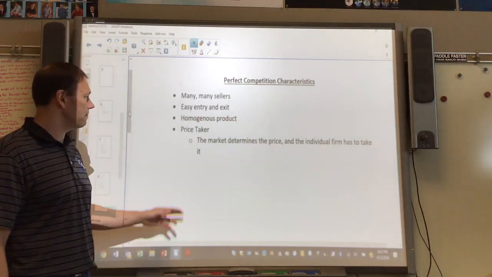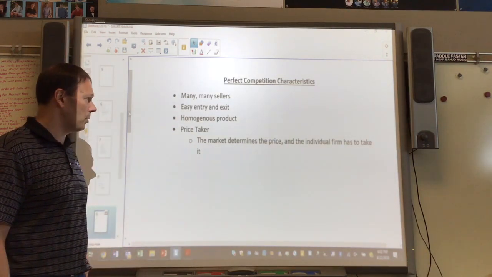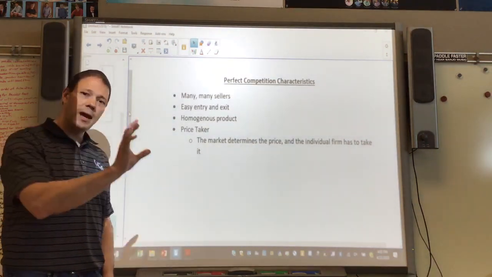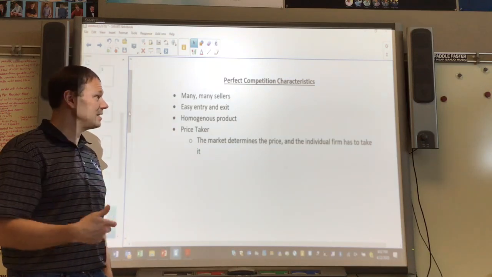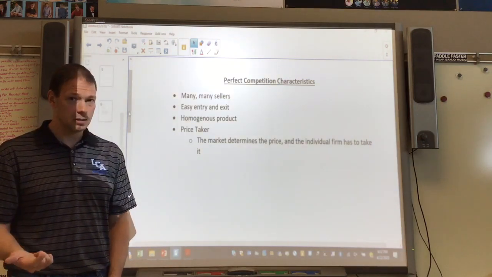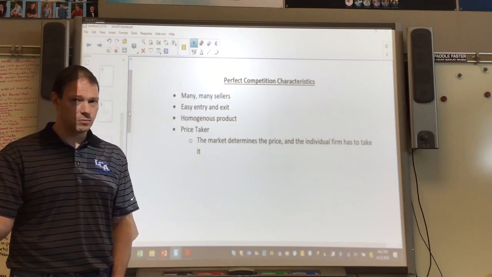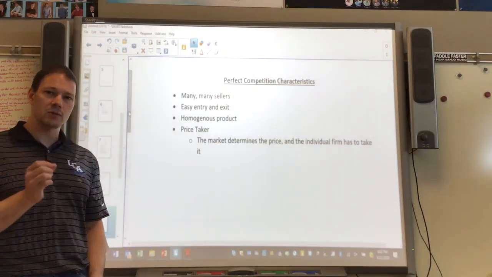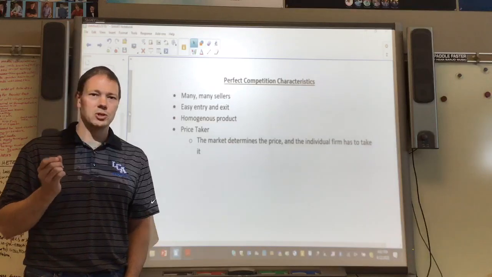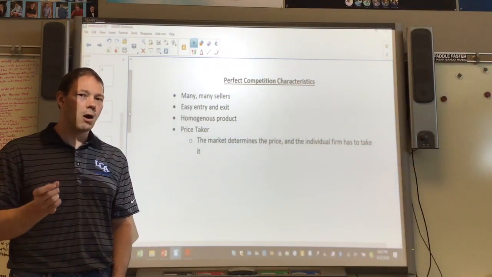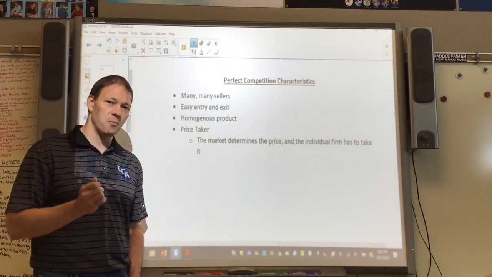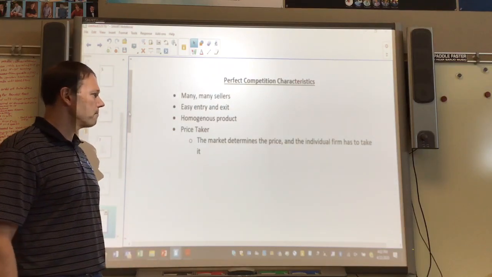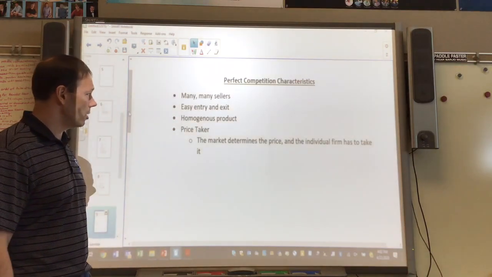It's hard to differentiate. And they are a price taker. Price taker means that the market determines the price, and the individual firm, because he or she is only a drop in the bucket, remember, there are thousands of other firms making the same thing. You have no influence whatsoever over the market. You're simply too small a cog in the machine to make any kind of difference by yourself. And so the firm has to take whatever the market determines the price is.